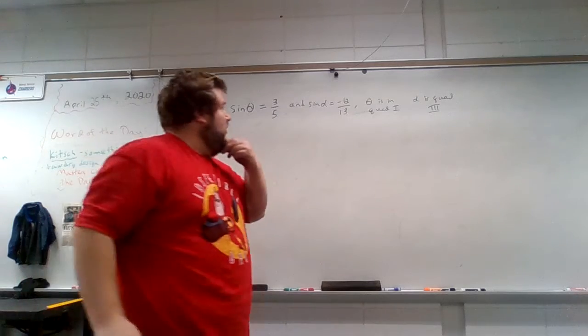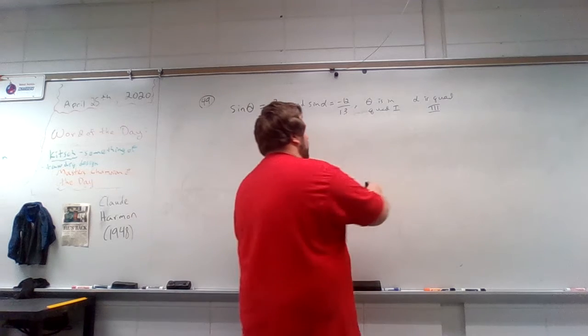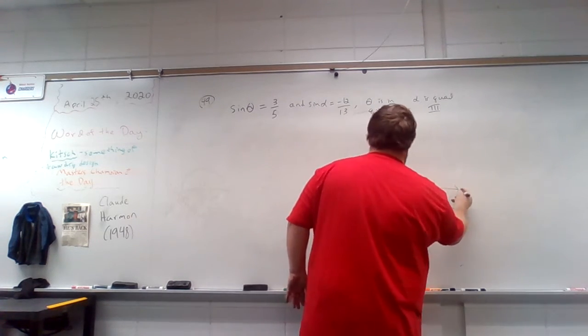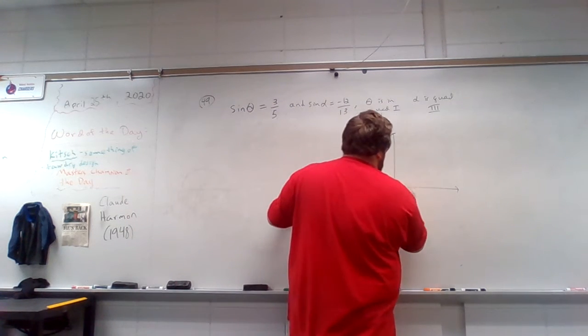Okay. So I want to make a picture for angle theta, and I want to make a picture for angle alpha. So for angle theta, theta is in quadrant 1, so I'm going to have something like this.